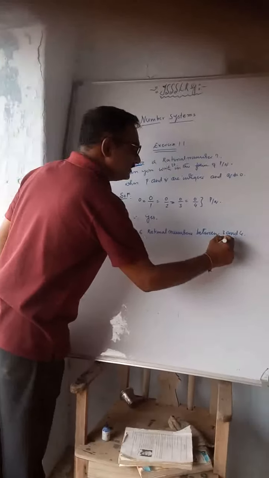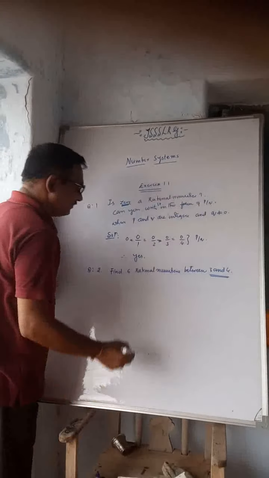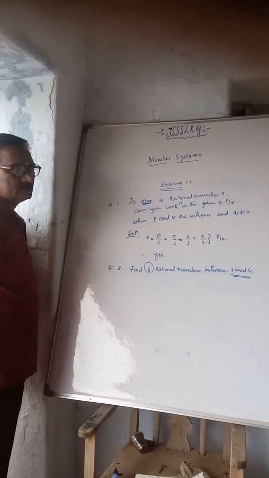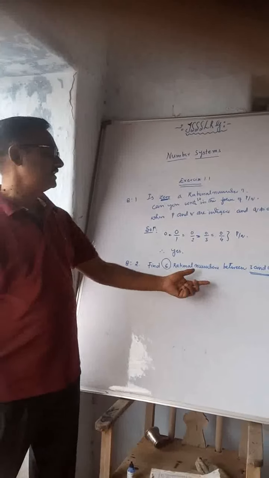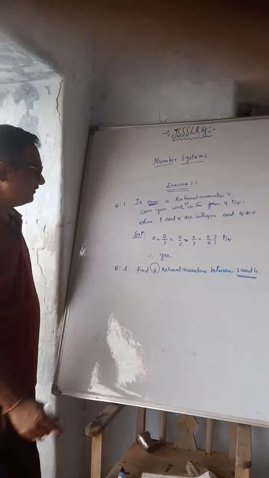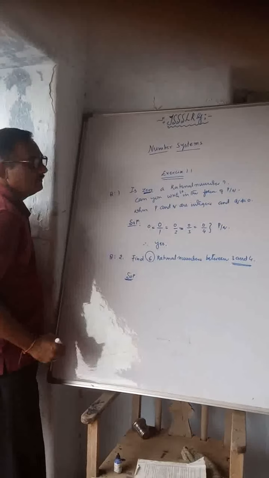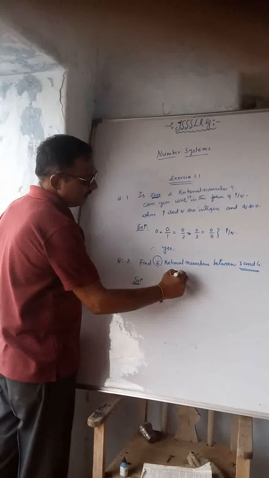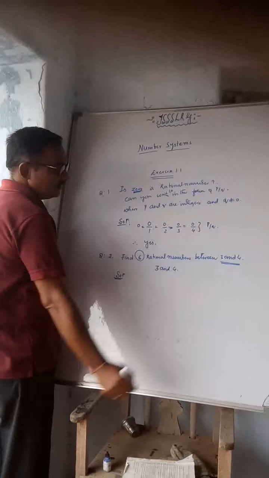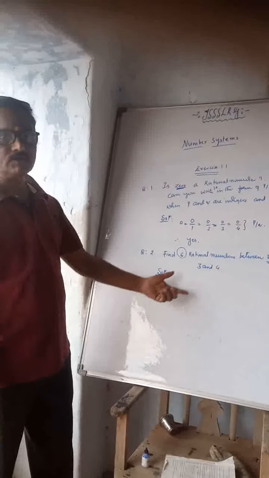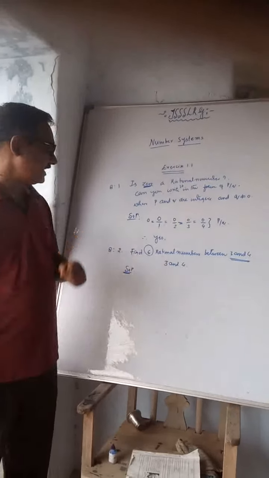But we want, in between these two, only 6 rational numbers. Okay, only 6 rational numbers we want. We are going to solve it. The solution: both 3 and 4 are consecutive numbers. We want 6 rational numbers.